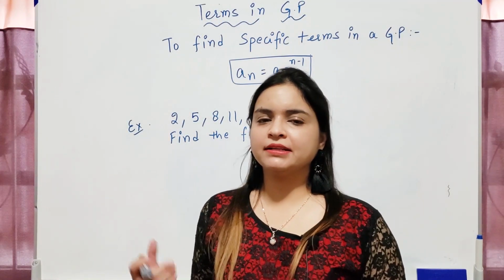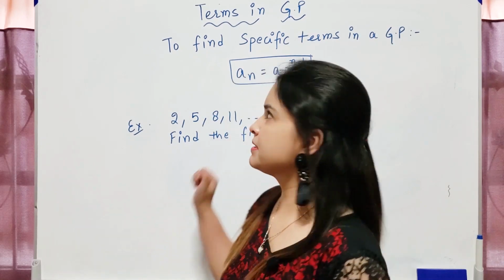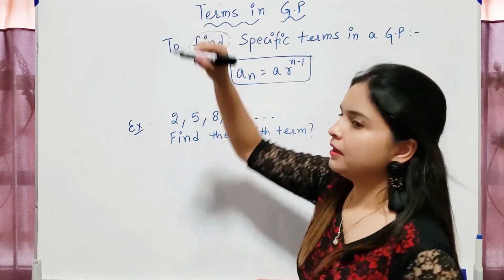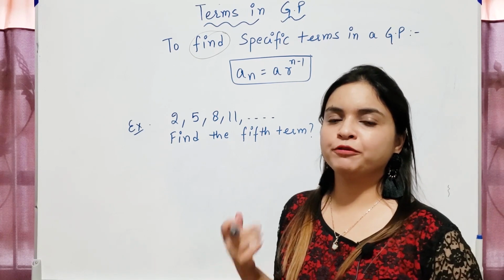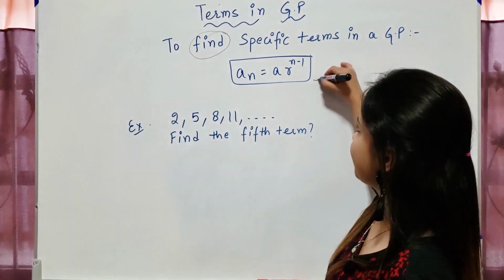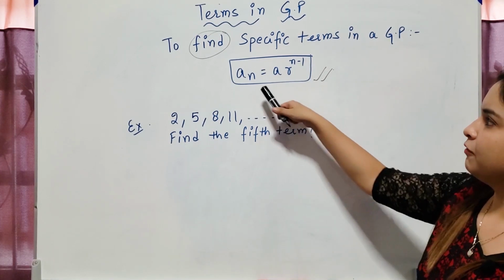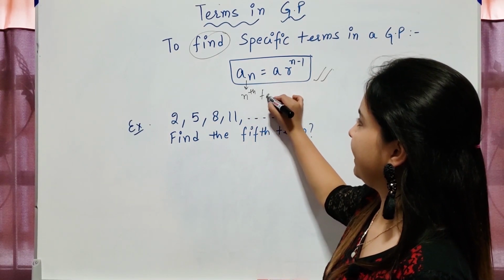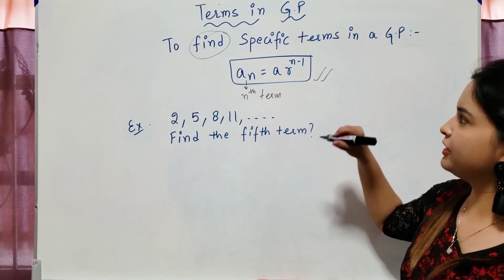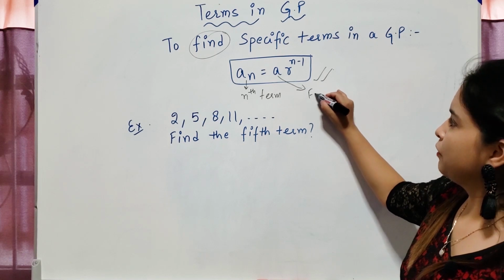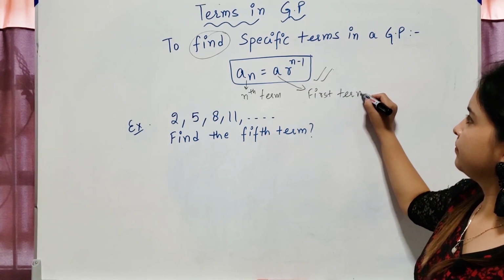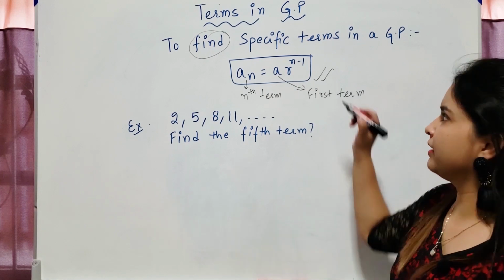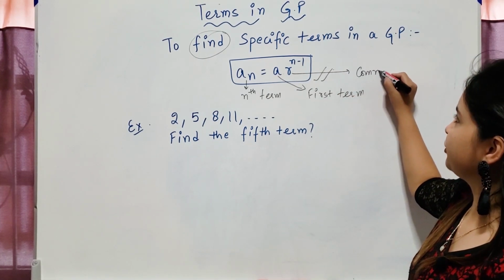Now, after checking whether a sequence is a GP or not, next comes how to find any specific term in a GP. Suppose I need to find a 5th term or a 10th term or 15th term in a GP. I can find any specific term using this formula. What is the formula? AN, which is the nth term, is equal to A, the first term, times R raised to power n minus 1. R is the common ratio.